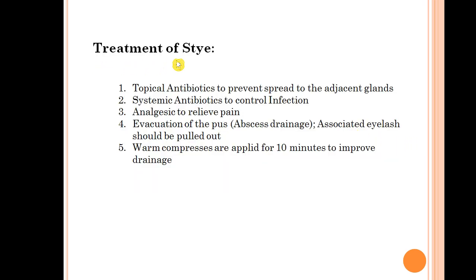Moving ahead, now let's talk about the treatment of this stye. First of all, give a topical antibiotic to prevent the spread to the adjacent glands, since it is an infection by Staph aureus, and Staph aureus loves to infect the glands and other structures. So give the topical antibiotic to prevent that spread. Moreover, a systemic antibiotic to control the infection and prevent its systemic manifestation. So both topical as well as systemic antibiotics are given here, and moreover analgesics are given to relieve the pain.